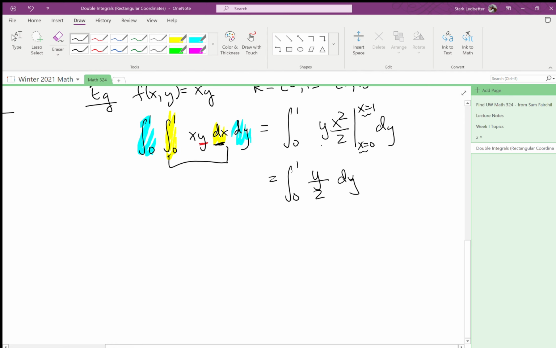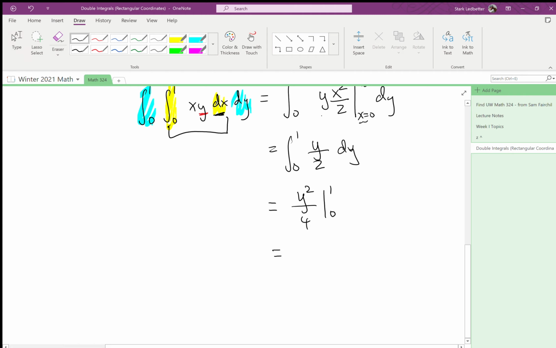Okay, now I just have a regular one variable integral, which is easy at this point, y squared over 4. Now I don't need to write y equals because I only have one variable left, and that's 1/4 minus 0, which is just 1/4. And then let's look at a picture of this.